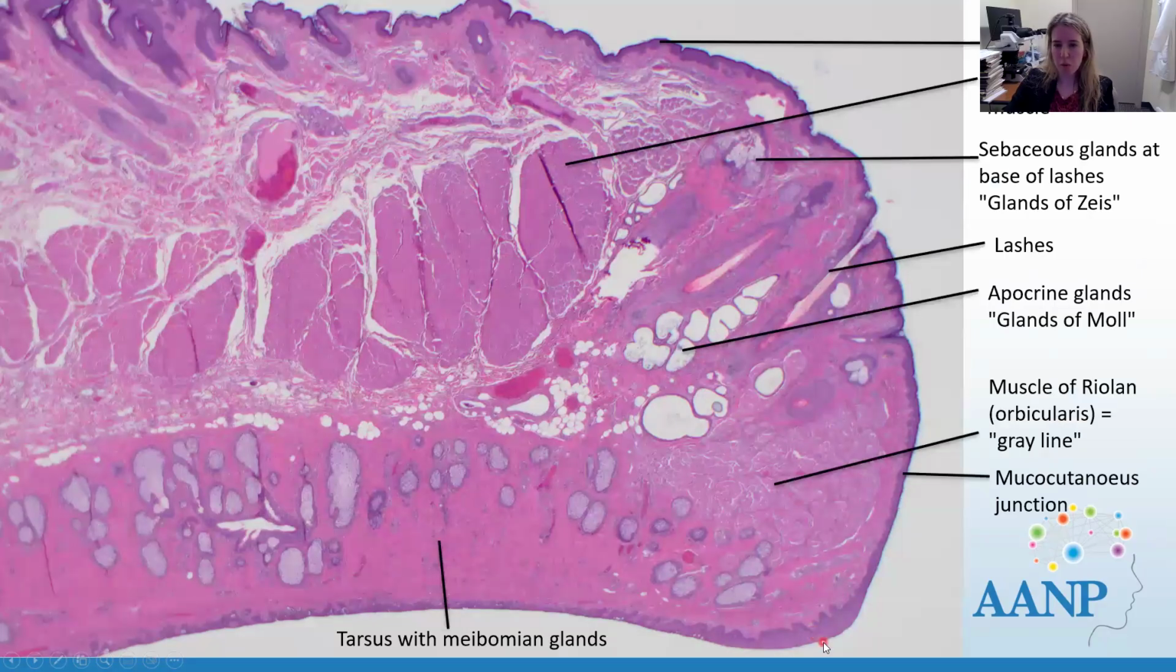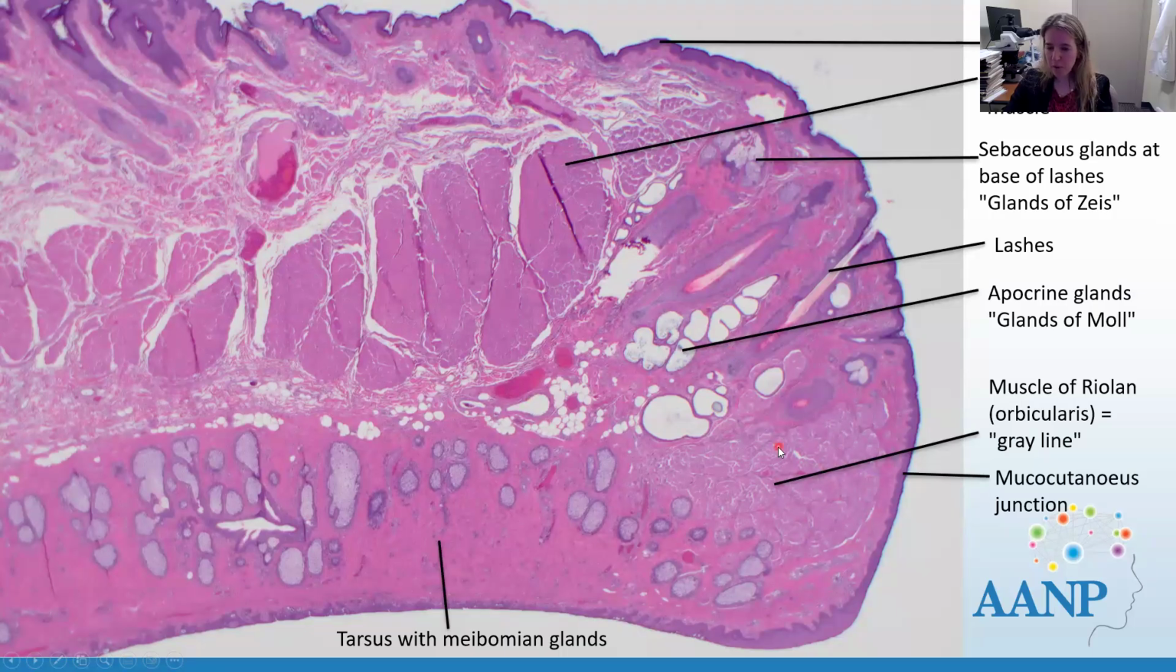And as we zoom in a little bit closer to the eyelid margin, we have skin. Here's our orbicularis muscle. There are eyelashes. There are some sebaceous glands that are present at the bases of lashes that we call in ophthalmology the glands of Zeis. There are also often apocrine glands here that are called the glands of Moll. These often give rise to hydrocystomas.